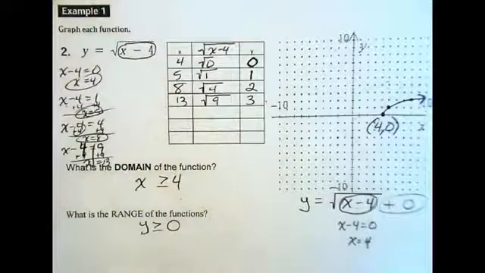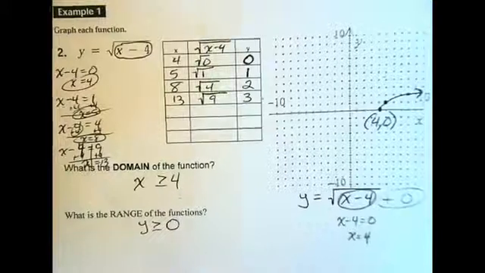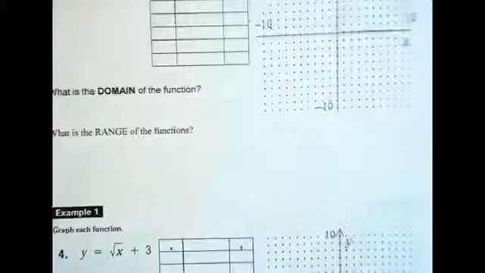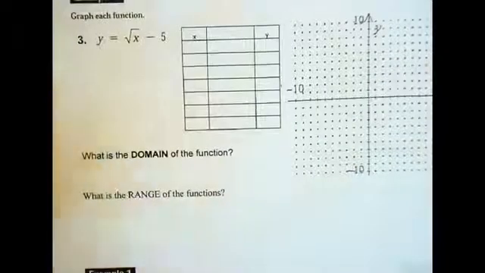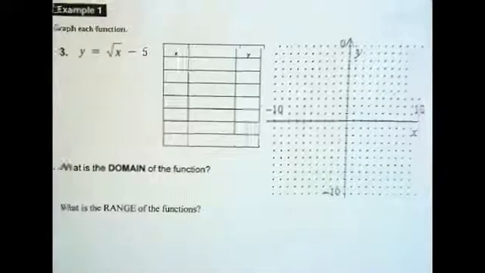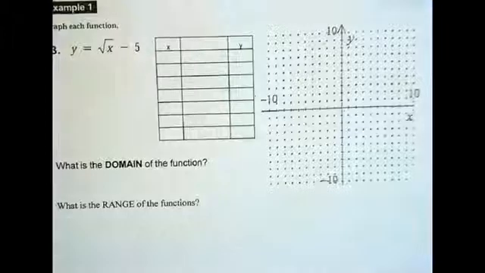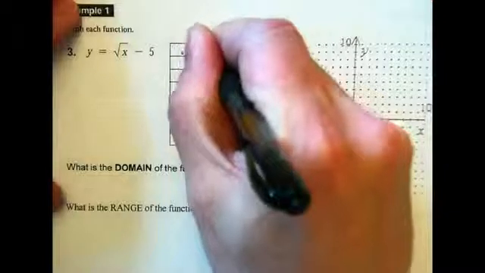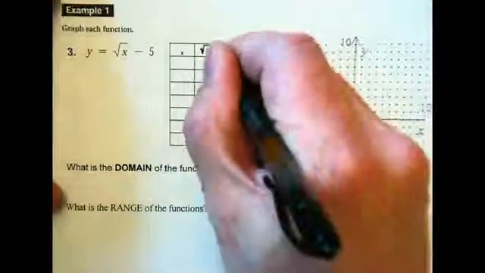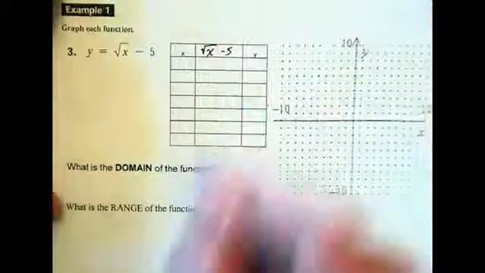All right. Questions? Okay, moving on. I want you to try number 3. Before you tell your neighbor, I want you to write down what the domain and range are on number 3. Write it down first. What are the domain and range going to be? Be careful. Remember this one? This one's different now. We have x and we have the root of x and we have minus 5.